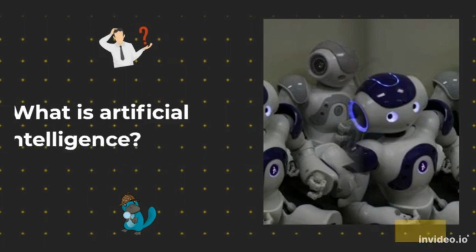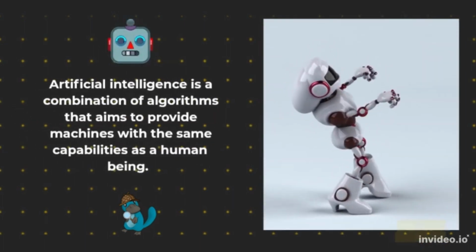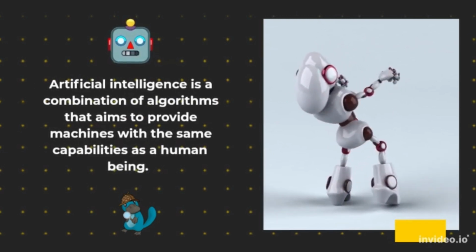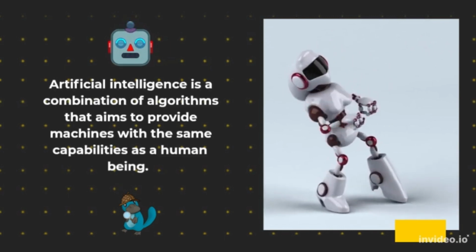What is artificial intelligence? Artificial intelligence is a combination of algorithms that aims to provide machines with the same capabilities as a human being. How and when did it come about?